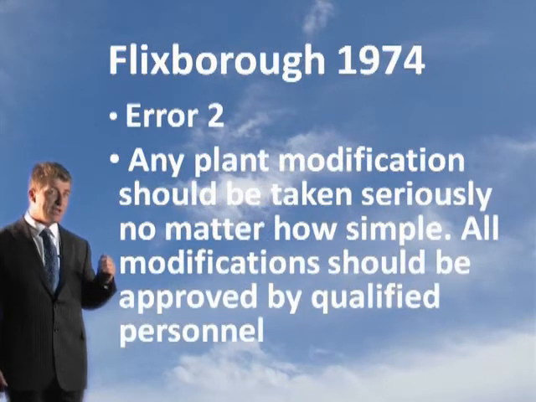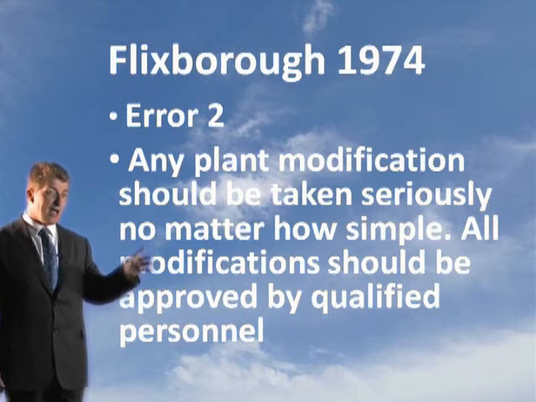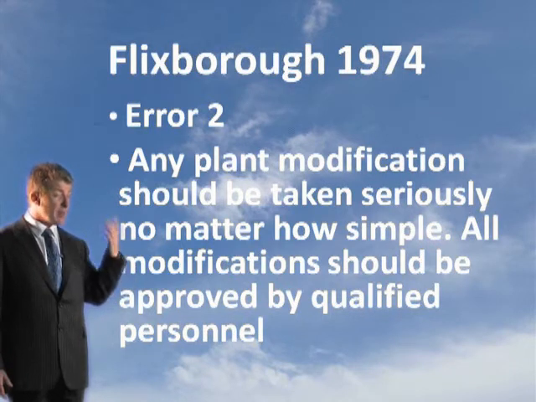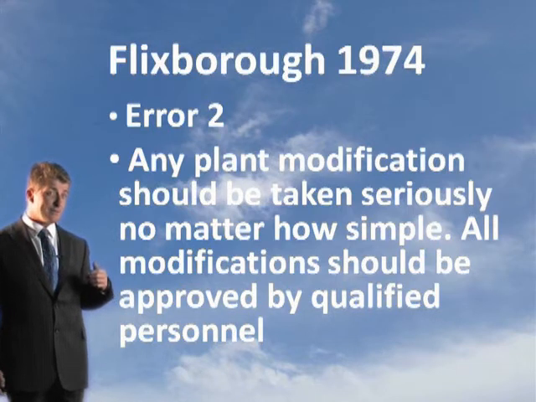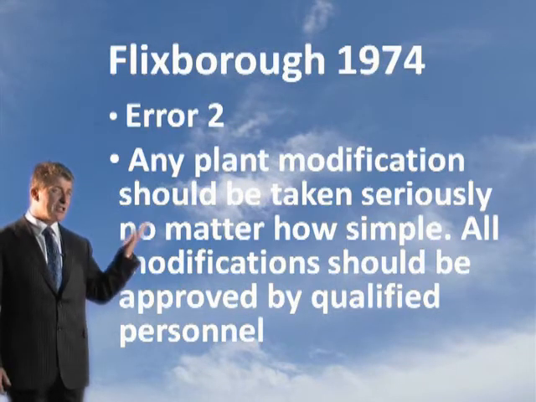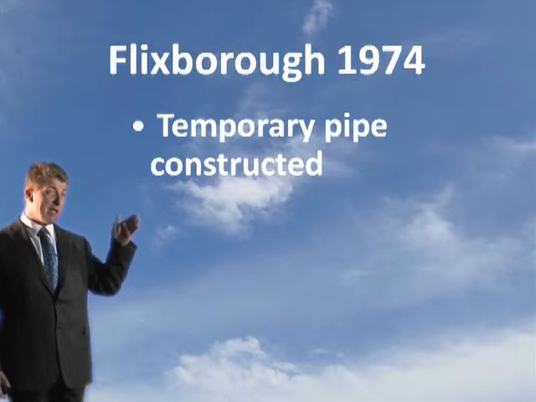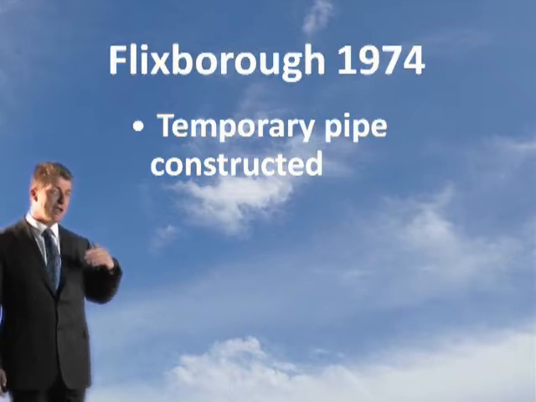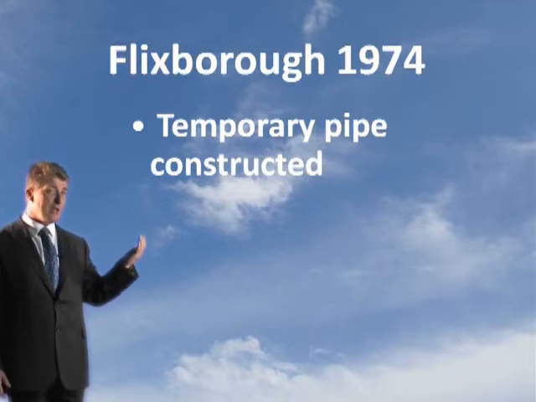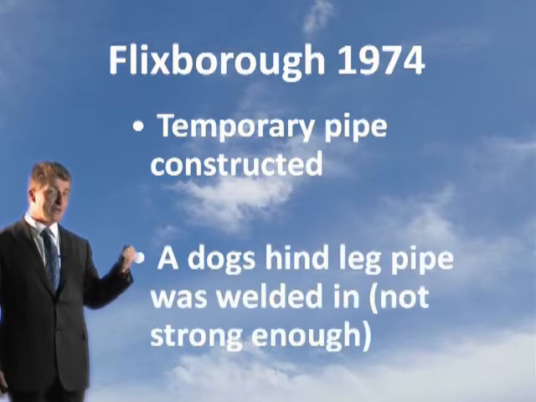Error two. Any plant modification should have been taken seriously, no matter how simple, and all modifications should have been approved by qualified personnel. Now, a temporary pipe was constructed to basically miss out that other reactor. A dog-leg pipe was welded in, and it was not strong enough to take these pressures, this heat and this weight. The men who were asked to do it had practical experience, but they were not actually qualified to do this.